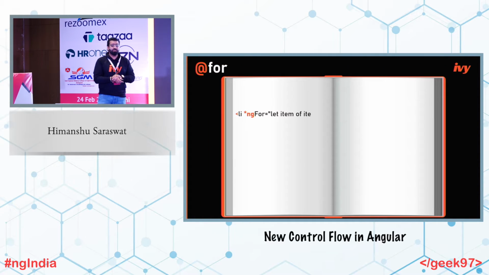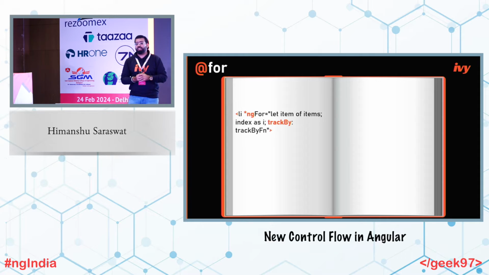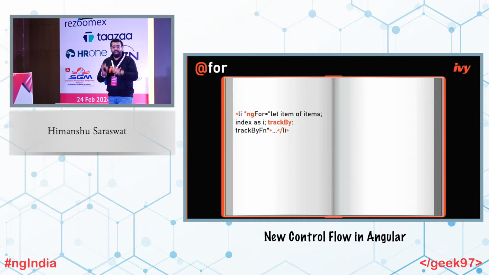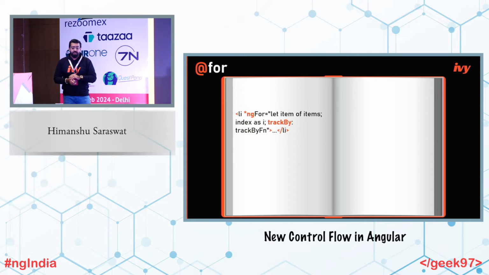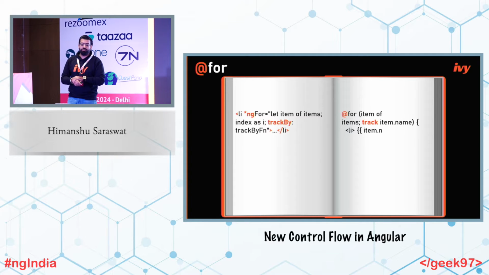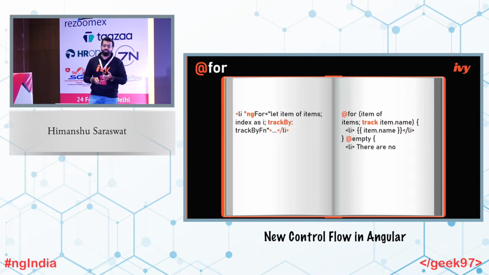Whenever your manager comes to you about taking a legacy piece of code and asks you to improve performance, the first thing you go and put in is a track by function. This is what happens all the time, right? If you see the new control flow for looping, that is for the for loop, we have a better track by function right now.